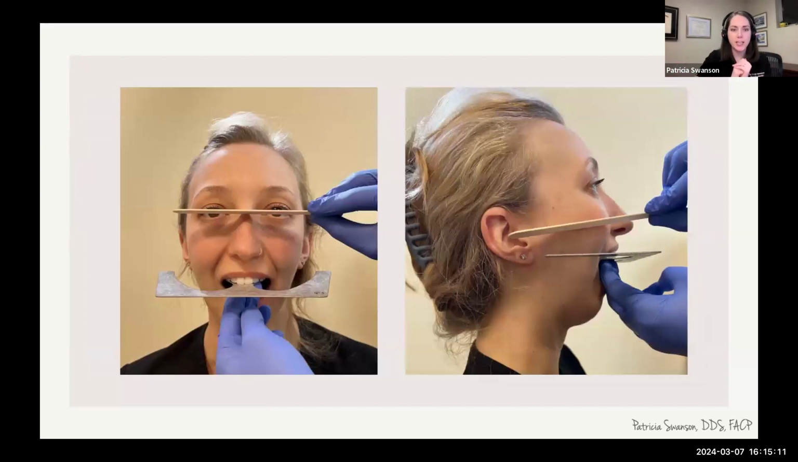And here we can see another one of my residents who has a very acute angle of her ala-tragus line compared to the Fox plane. And you can see how I line up for parallelism to the Fox plane. So it's a very simple, quick thing that you can do.